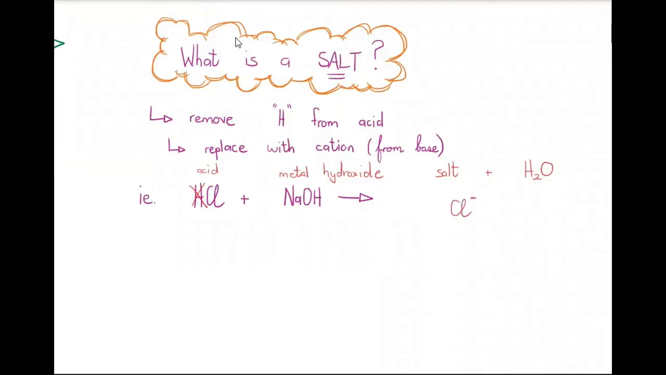And then you replace the H, the hydrogen component, with your base metal or with your base cation, which is Na. And what ion is it? Na plus. So why am I looking at the ions? Because if you write the formula, the valency is important. So this is quite an easy example. I think that's why I chose it. So it is NaCl.